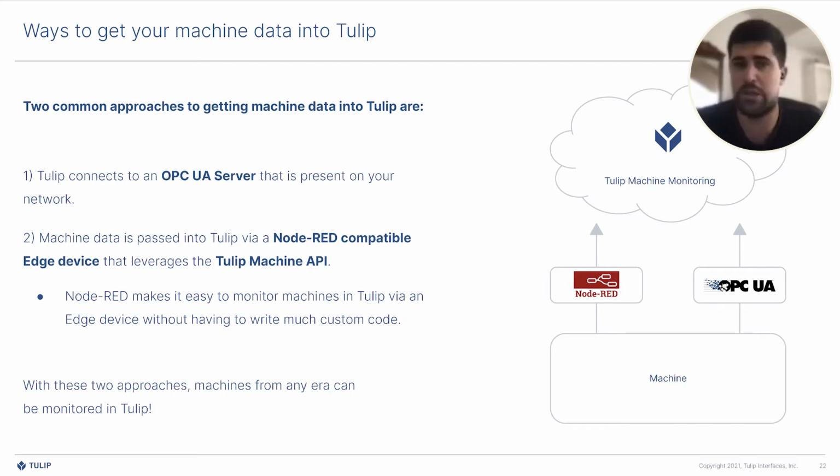It's a legacy machine, right? It kind of predates these protocols. The edge device would be paired with the machine in order to get data associated with that machine into Tulip, right? Again, without having to write much code.